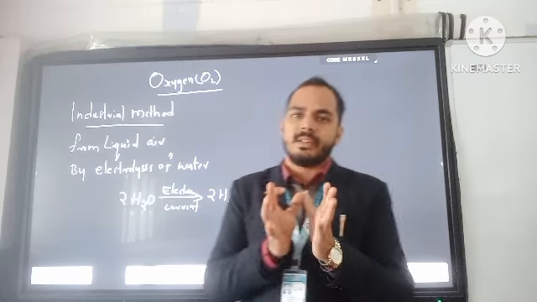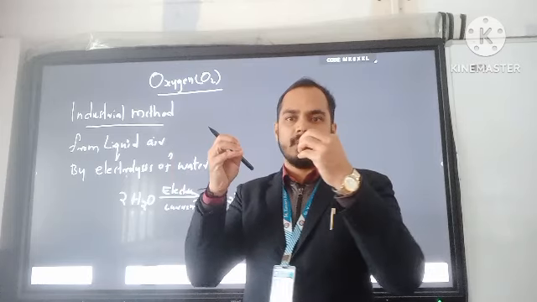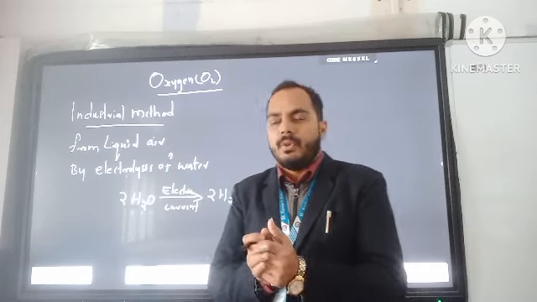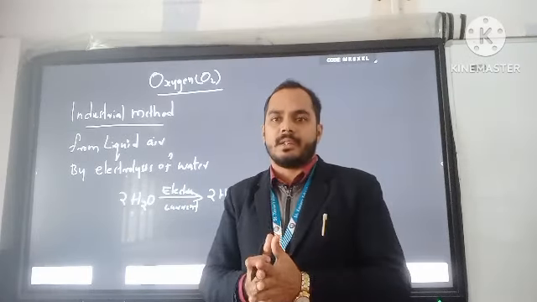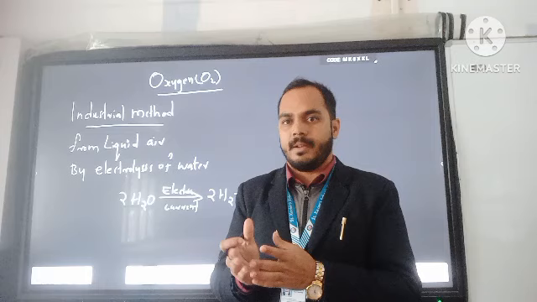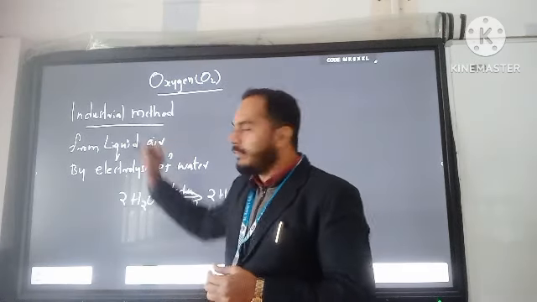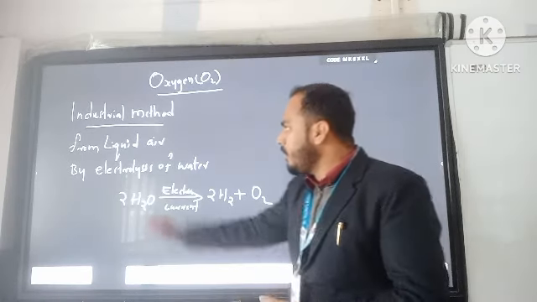The fractional distillation chamber helps us separate the components according to their boiling points. Nitrogen and oxygen have different characters and their boiling points are also different. According to this way, we can easily separate the oxygen from nitrogen in liquid air. And the next one, by electrolysis.